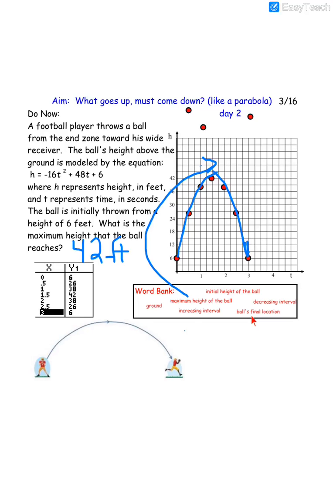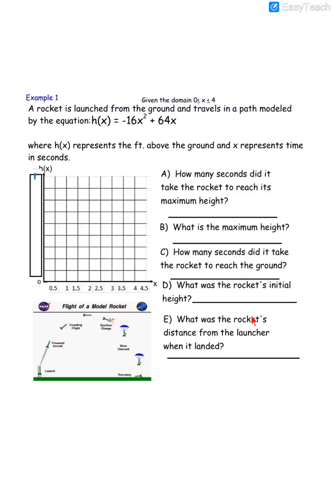The increasing interval is on the left side of the parabola. And then the initial height of the ball is over here. And then decreasing interval is on this side of the parabola where it's going down. The ball's final location is here when someone catches the ball. Okay, let's head to the next page.